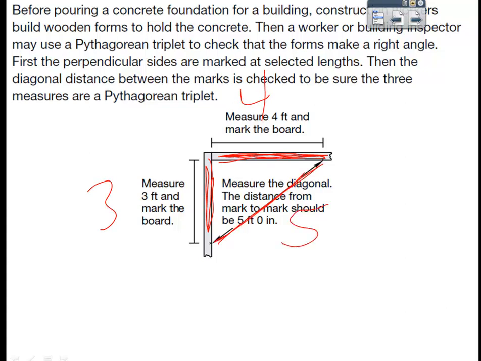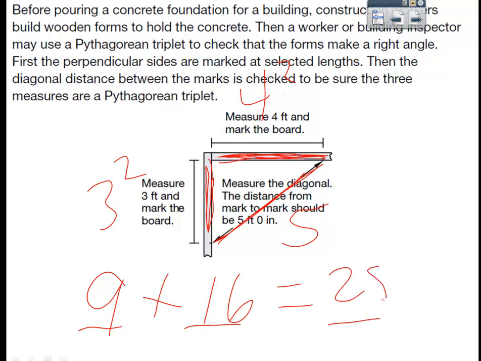If it's a 5, they know that that's a square, because 3 squared is 9 plus 4 squared, which is 16. A squared plus b squared equals c squared, which is 25. And that works, doesn't it? And those all break back down to 3, 4, and 5. So they know that that's a perfect square.